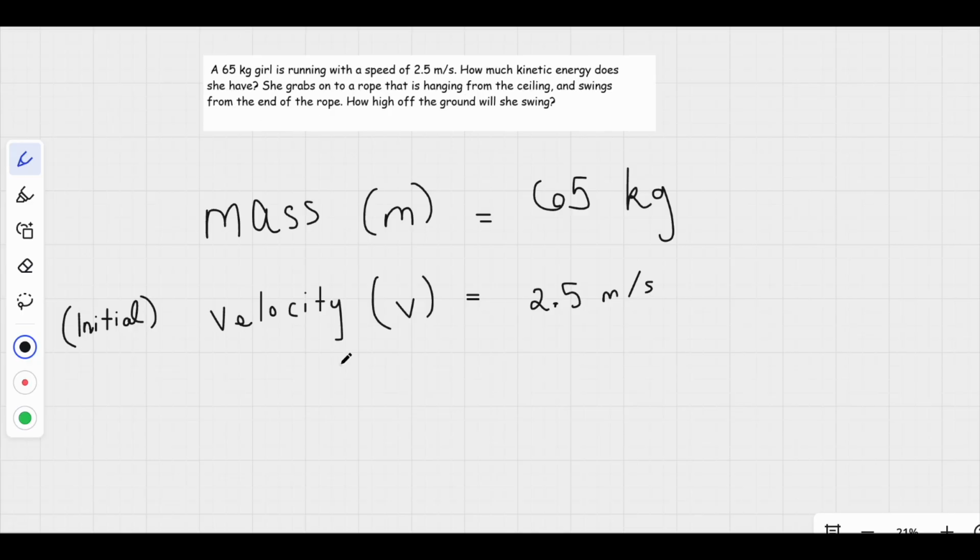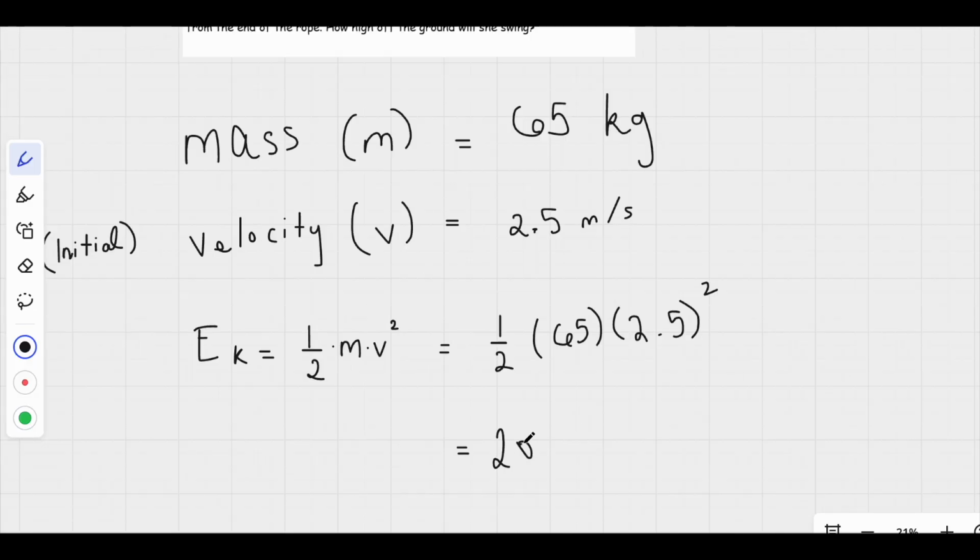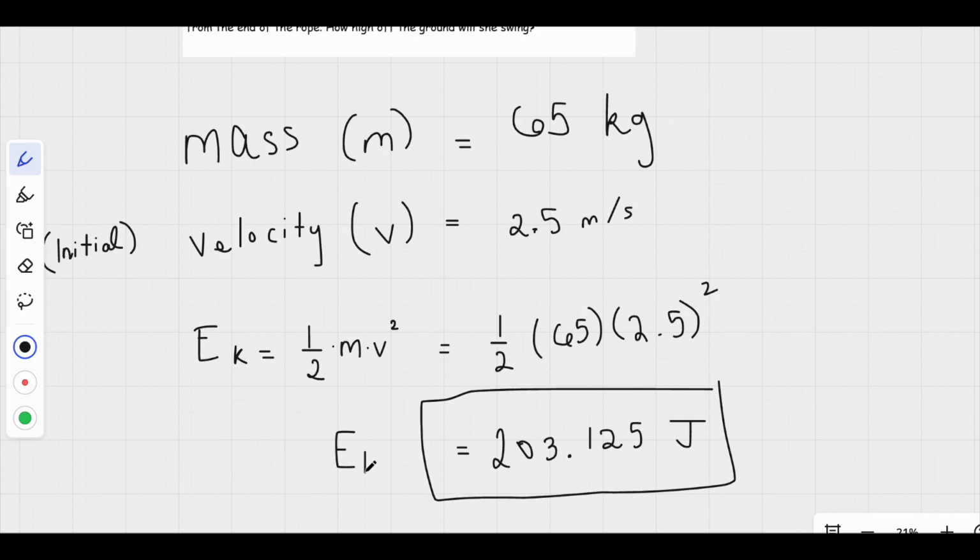How much kinetic energy does she have? The equation for kinetic energy is 1/2 times mass times velocity squared. So we have 1/2 times 65 times 2.5 squared, which is 203.125. The units of energy will be in joules, as long as this is kilograms and this is meters per second. And this would be the final answer for kinetic energy.